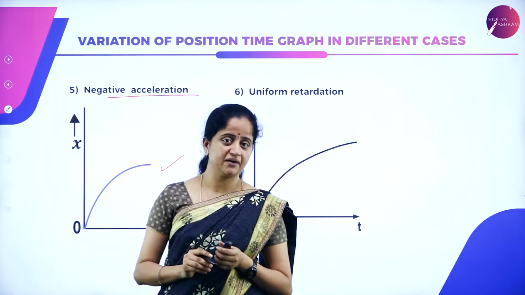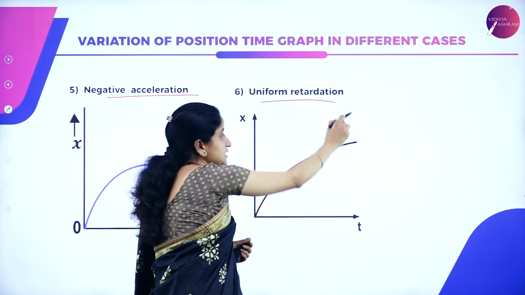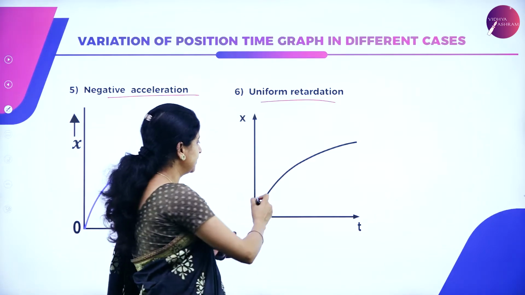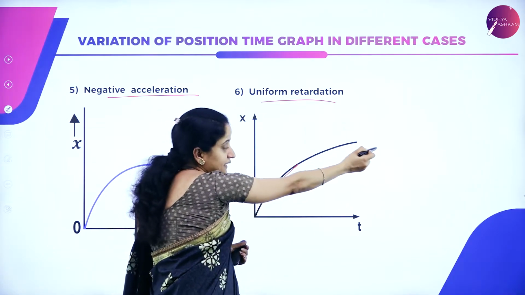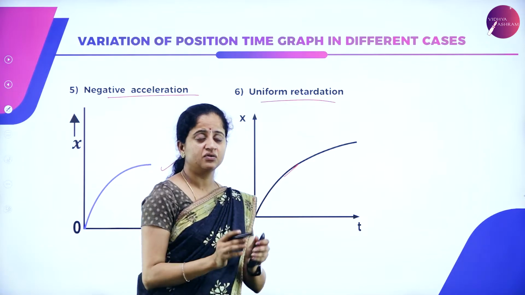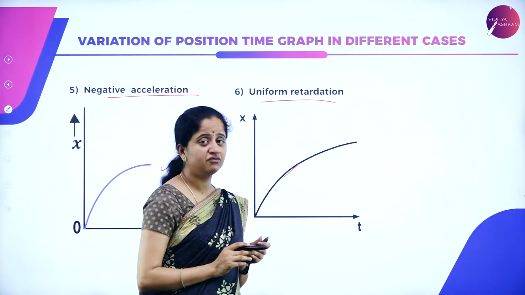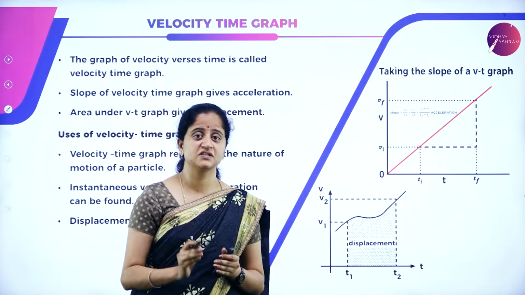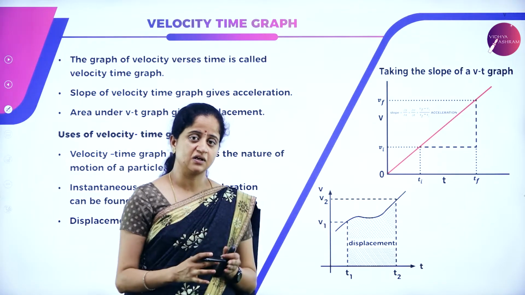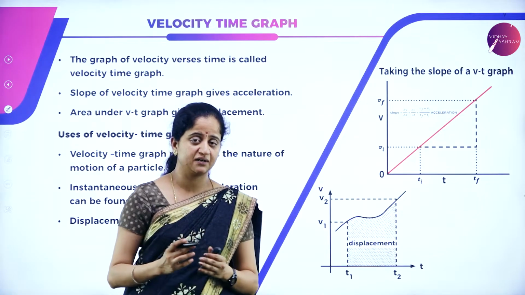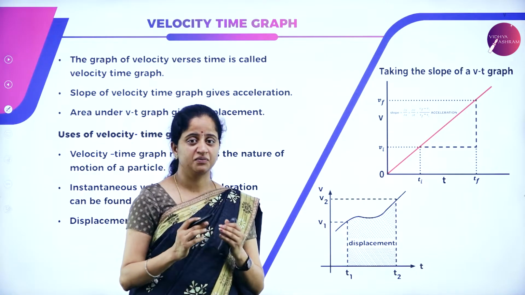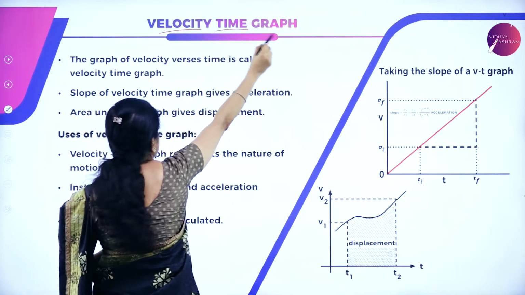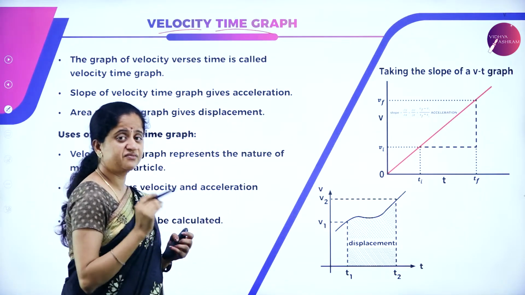So next we have uniform retardation. What is retardation? The decrease in velocity with respect to time. We can observe it is getting decreased as time passes. So we can say that it is uniform retardation. So next, this is about the position time graph. Using this concept, we are going to derive many derivations in our upcoming sessions. But before that, let us now see what is the velocity time graph. The VT graph, generally it is called the VT graph.